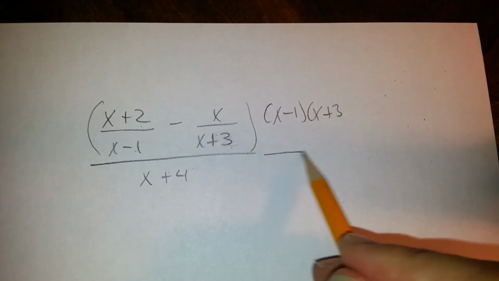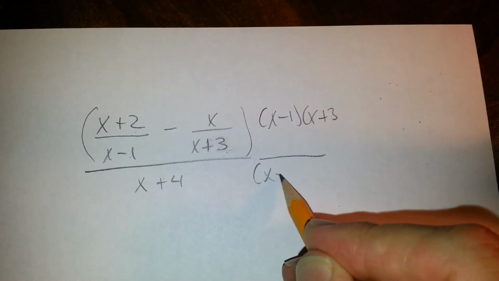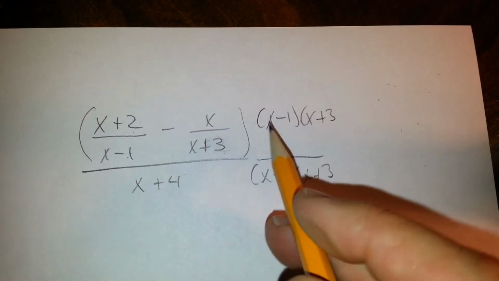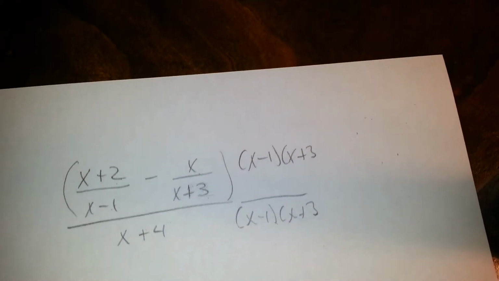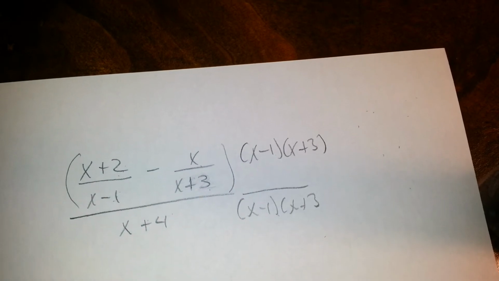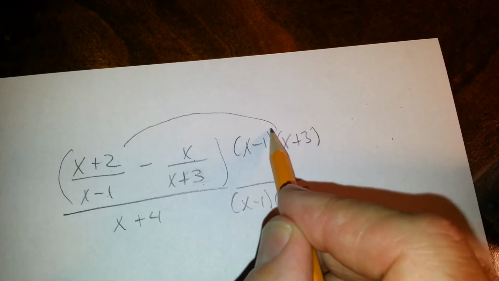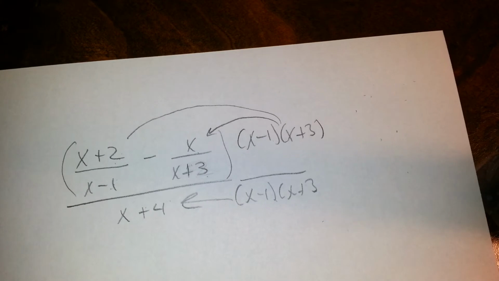But guess what? I have to multiply the denominator times the same thing. I can't just multiply the numerator. So basically this over this is 1. All right. So I'm going to have this times this times this, and this times this in the denominator.